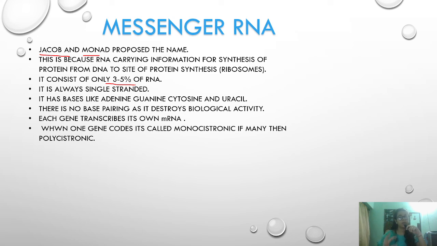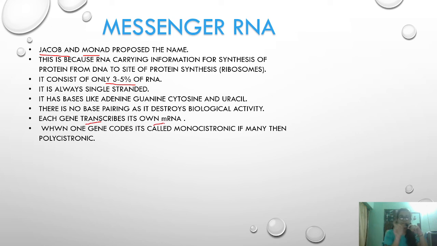Then you will be wondering, if base pairing does not take place, how is stability maintained? Messenger RNA forms base pairing with the transfer RNA or with the DNA through which it is synthesized. For that purpose only, base pairing takes place. Next, the gene transcribes its own mRNA, which is very important.